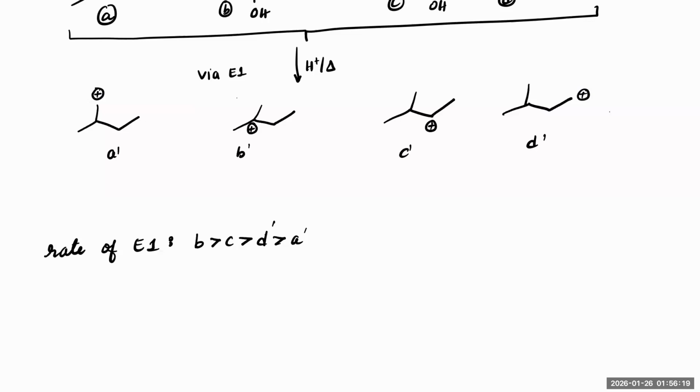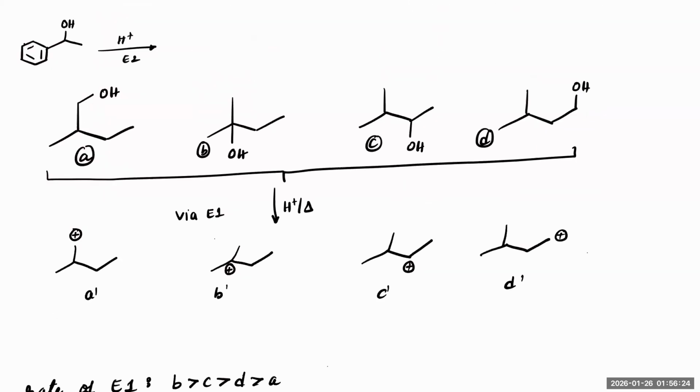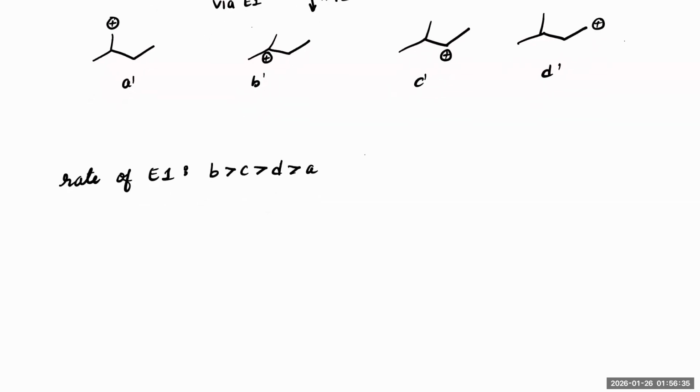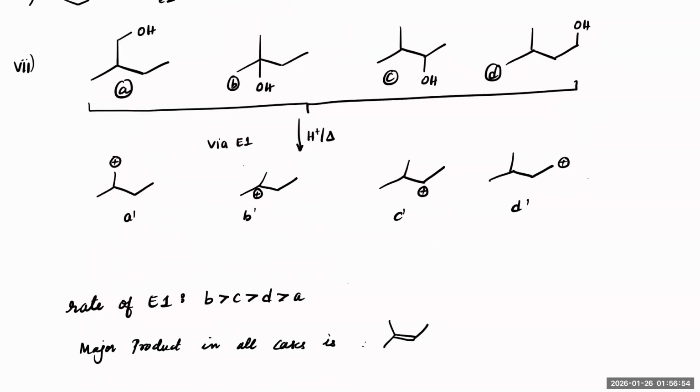the dash form. Sorry, now I don't need to write the dash because I'm talking about the reactivity of these. But ultimately, they are all giving major product as same. Major product in all cases is this one. So just because the product is same, that does not mean the rate will be same.